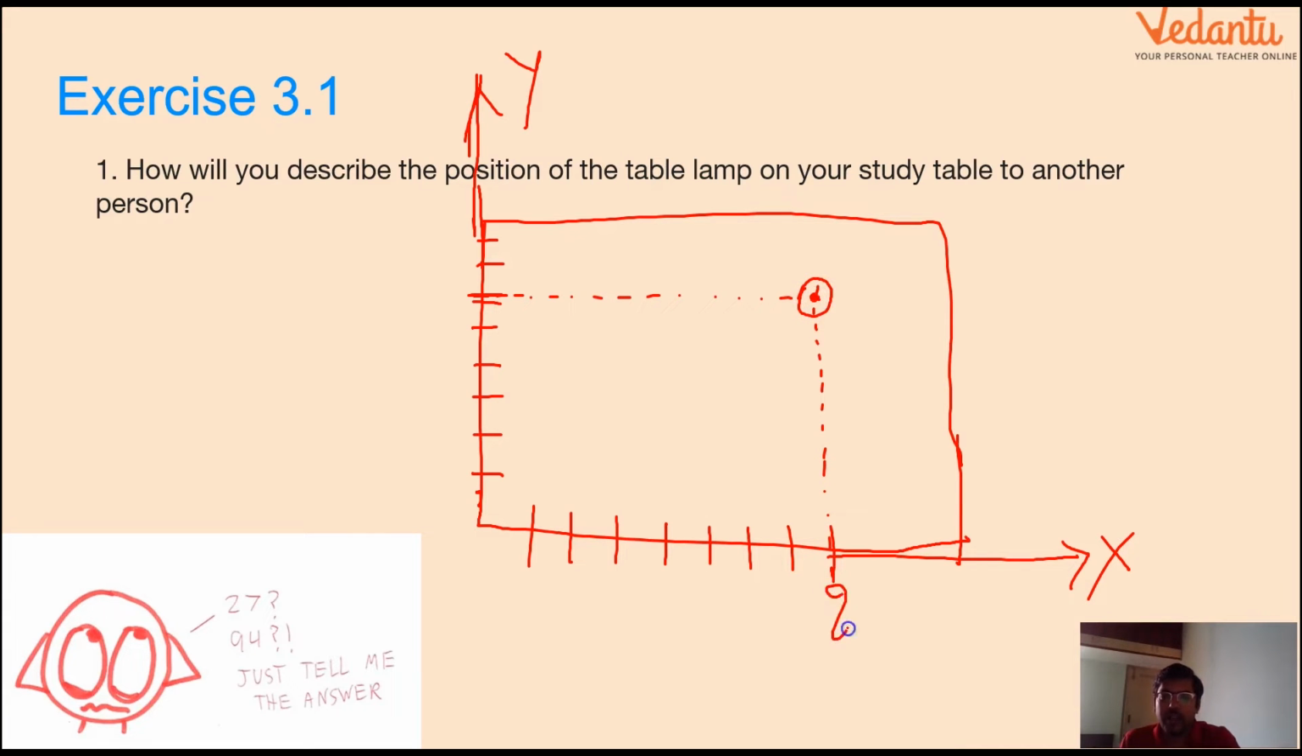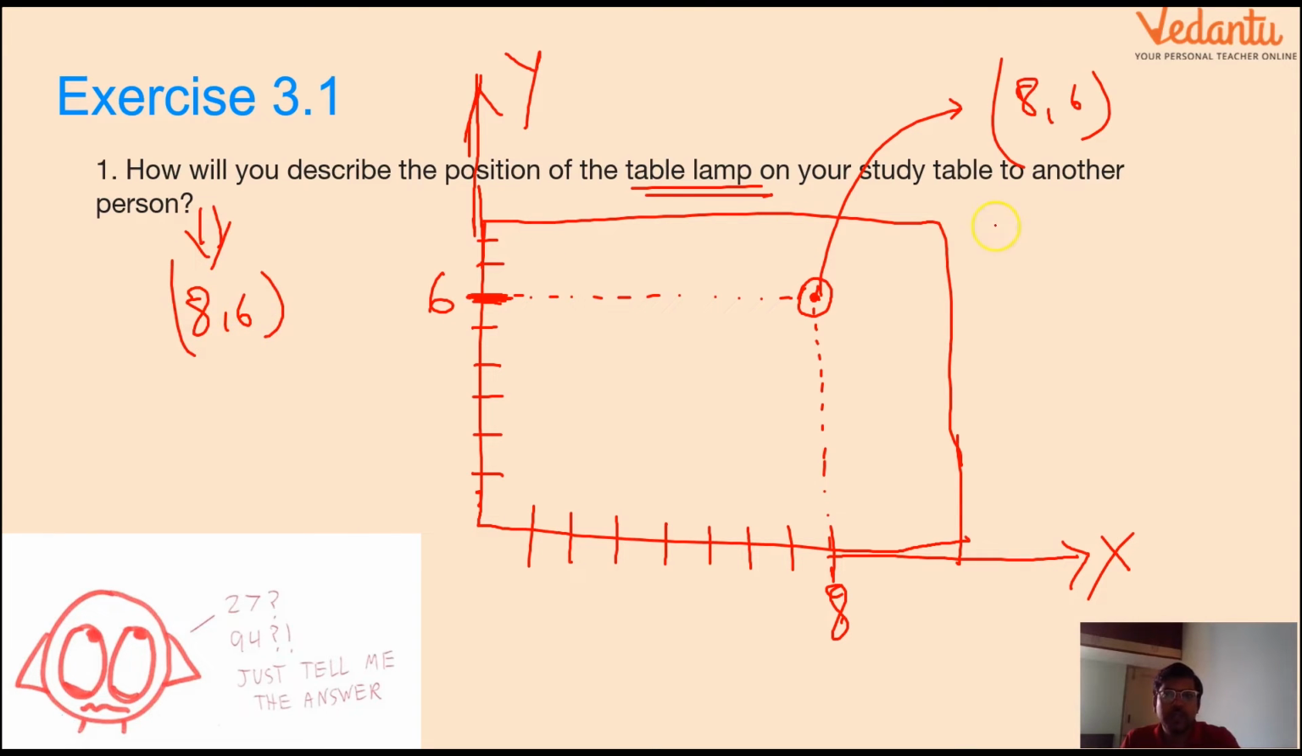So here you are able to find out that on the x-axis you got a point that is 8, and on the y-axis, on the vertical axis, you got a point that is 6. And if you want to name this point, you can name it as 8 comma 6. So this is how you can describe the location of a table lamp on your table, means using coordinate geometry, and its location would be simply 8 comma 6 or whatever coordinates you get. So by using the coordinate geometry method, using the axes, x-axis and y-axis, you would be able to find the position of a table lamp.